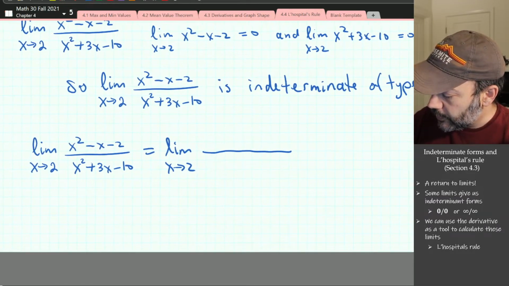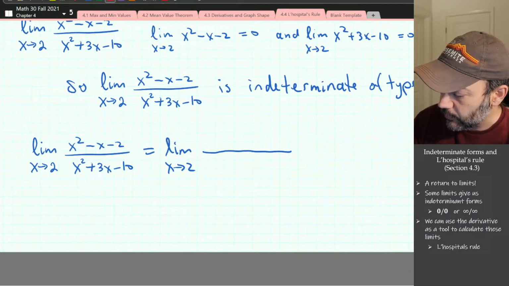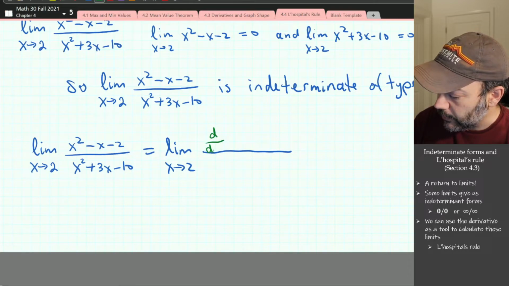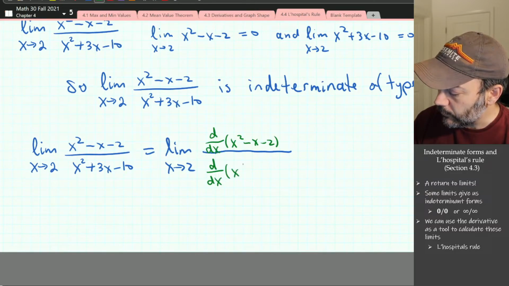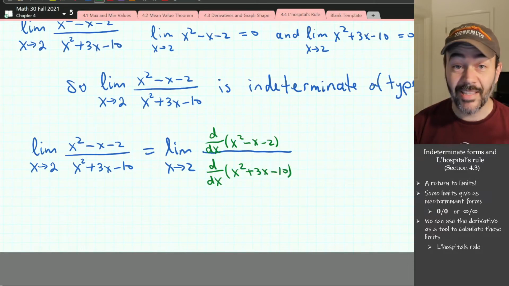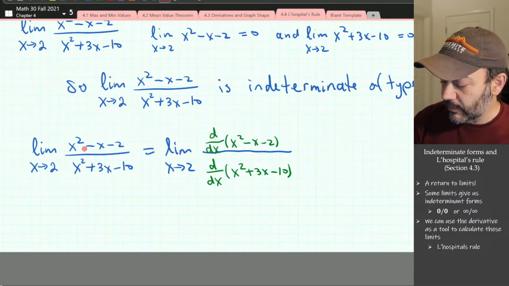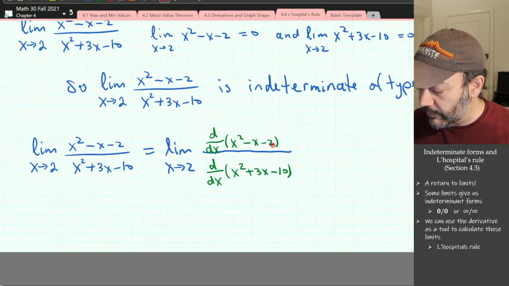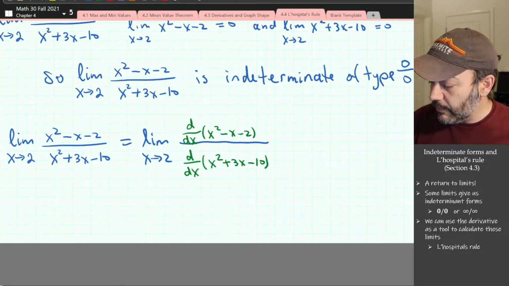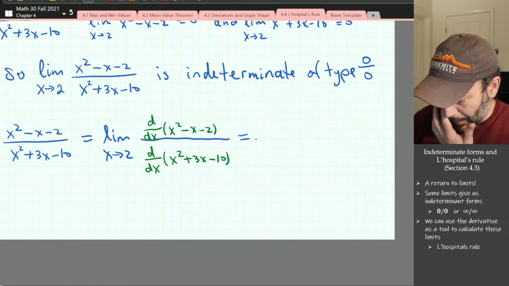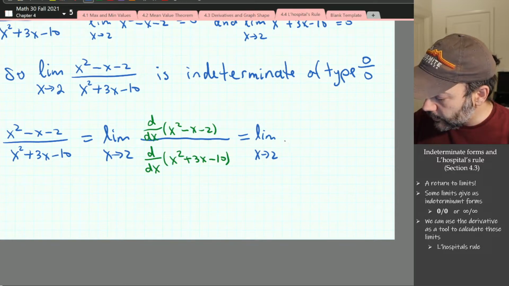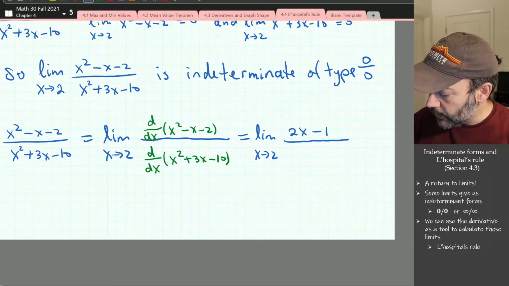Let me write that out. What we do is the limit of, and I'll switch to green, we take the derivative of the numerator and we take the derivative of the denominator. Okay, let me pause for a sec. This is not quotient rule. This is not quotient rule. Instead of doing the limit of the original rational function, we're going to do the limit of the derivative of the numerator over the derivative of the denominator, and we replace this problem with that problem. Well, we have the limit as x goes to 2. What is the derivative of the numerator? It's 2x minus 1. What is the derivative of the denominator? It's 2x plus 3.